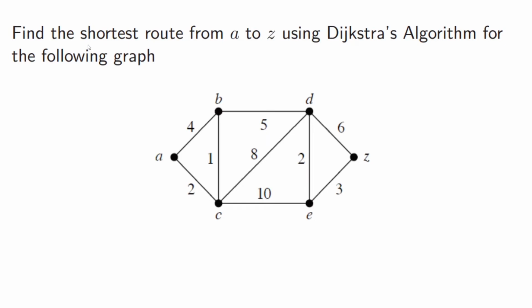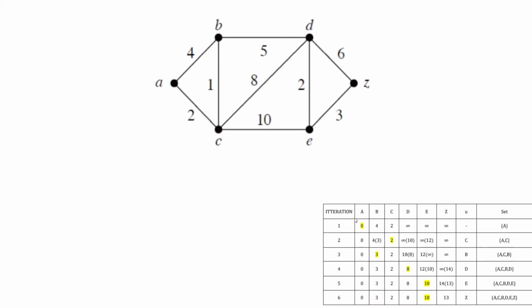Next, let's take a look at this question. Find the shortest route from A to Z using the Dijkstra algorithm for the following graph. So the question asks us to find the shortest path, aka the lowest total weight, from A to Z. So how do we do this question using the Dijkstra algorithm? First, let's take a look at the solution.